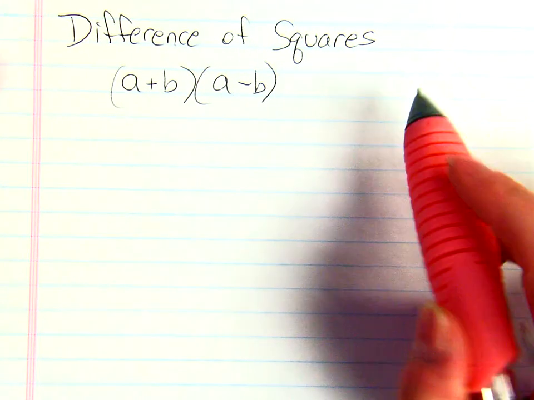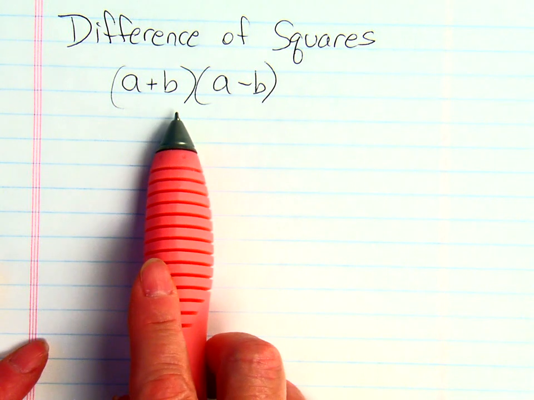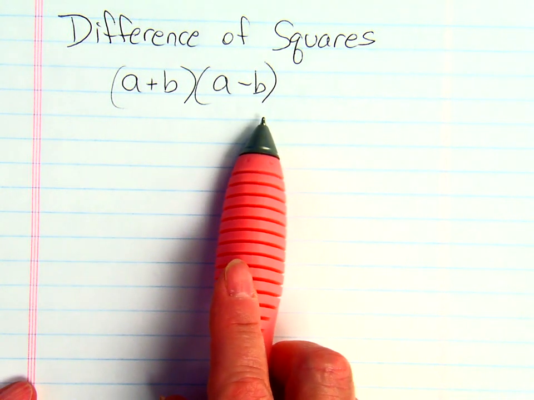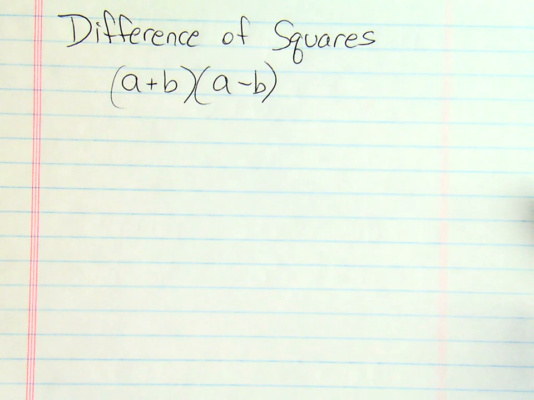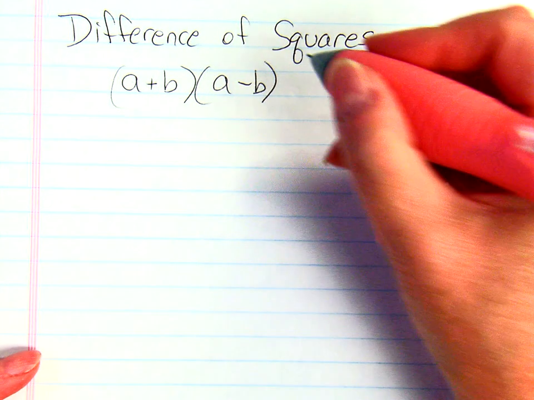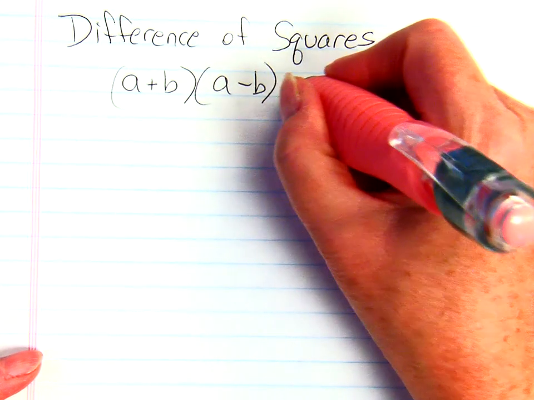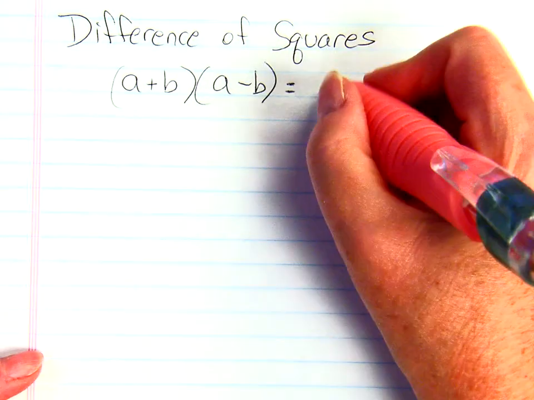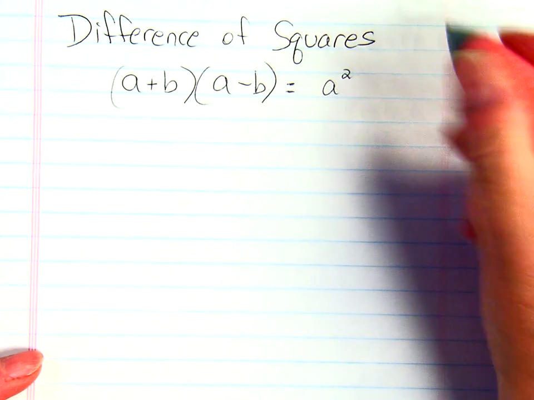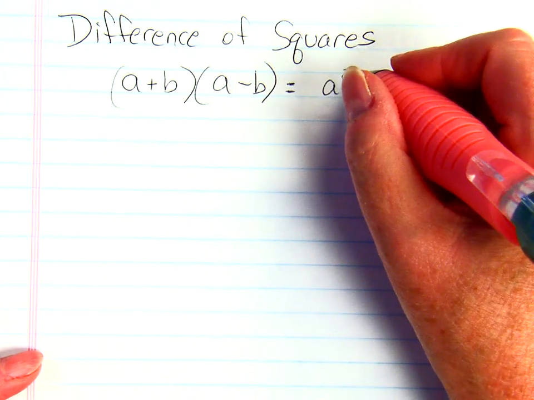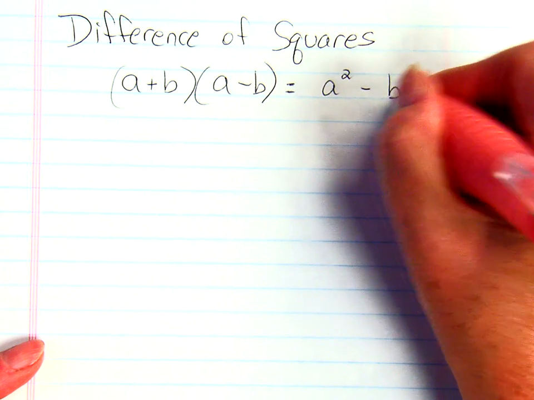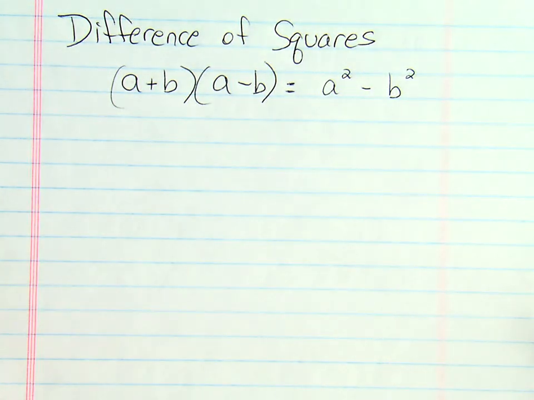And what we're talking about here is a plus b times a minus b. Okay? So when we do this, this is going to equal a squared minus b squared. And it's always going to follow this same format. I'm going to go ahead and FOIL it so that you can see why.